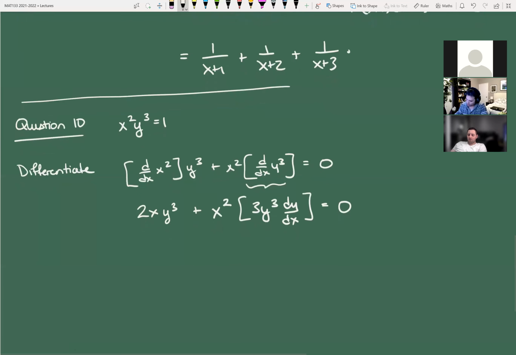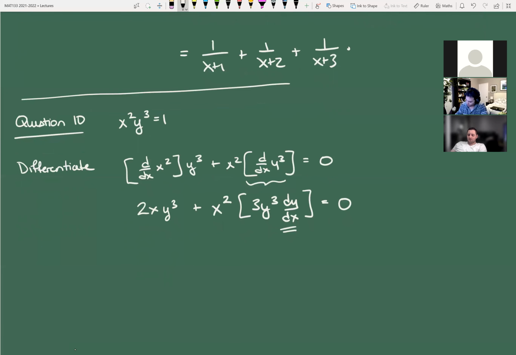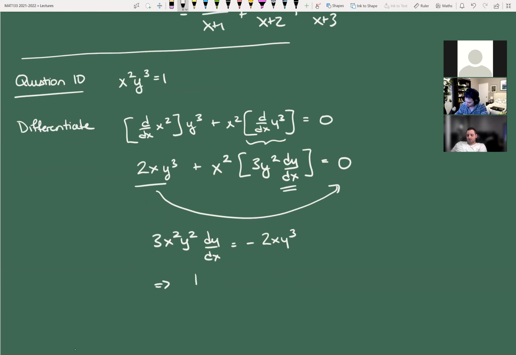Okay. And now when we solve for dy dx, I'm going to move this thing over here. So I'm going to get 3x squared, sorry, this should be y squared, dy dx is negative 2xy cubed. Then I'm going to divide by 3x squared y squared. So I get negative 2xy cubed divided by 3x squared y squared. And I just try and do as much cancellation as I can, and I get negative 2y over 3x. Okay. And that was option B.